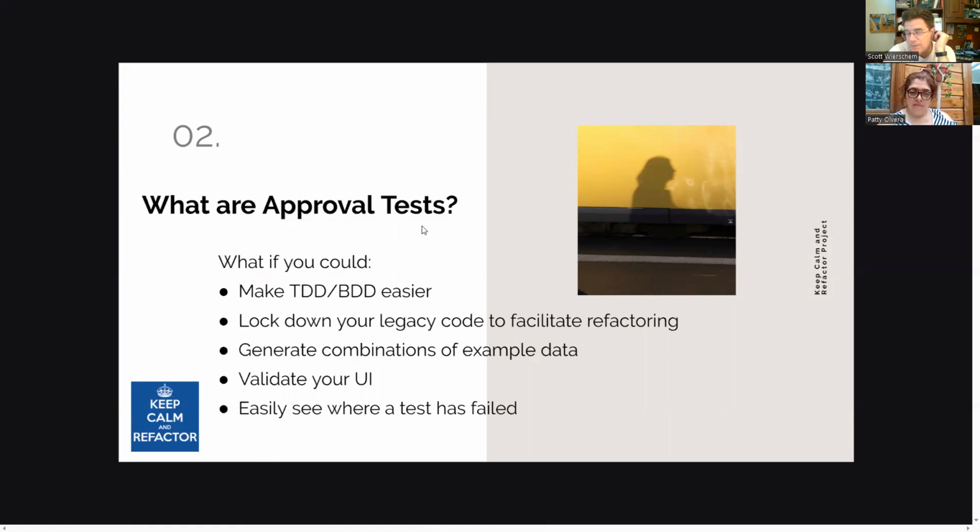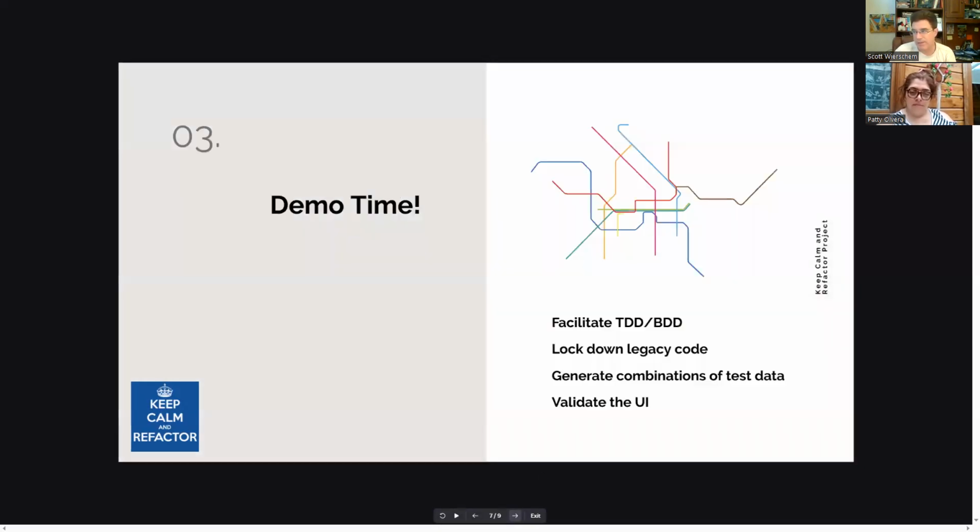You want to create example data and just have it all generated for you. You want to validate your user interface, even though user interfaces are really hard to test, especially on a desktop application. For the web, there are more tools available to do that sort of thing. And when a test fails, you want to get right to where it fails, and this is a tool that really makes it easy to do all of that.